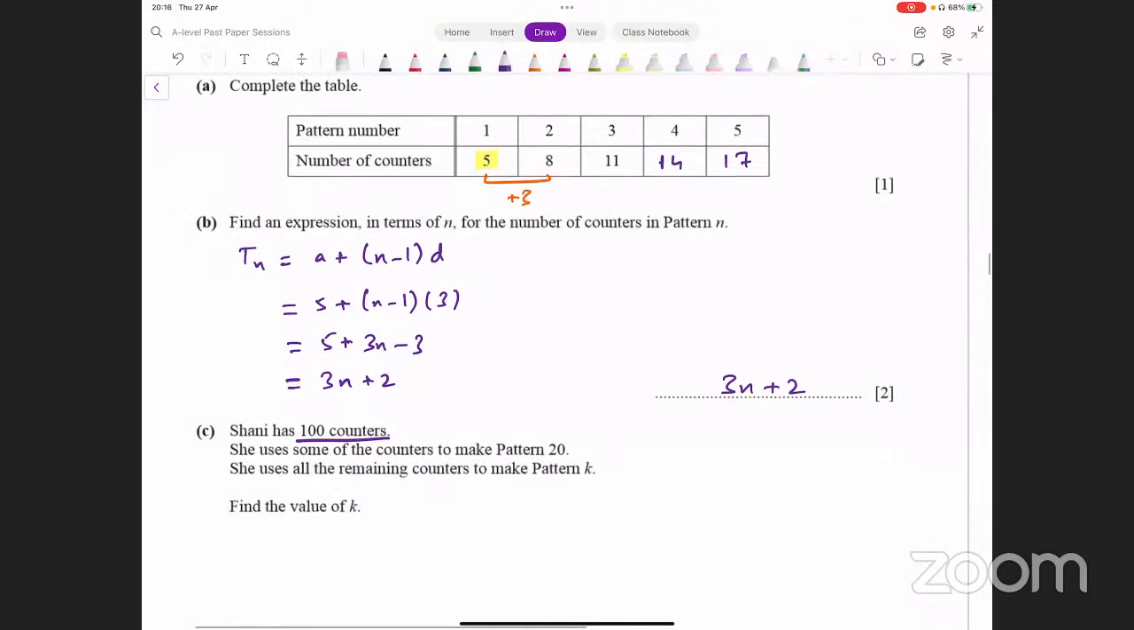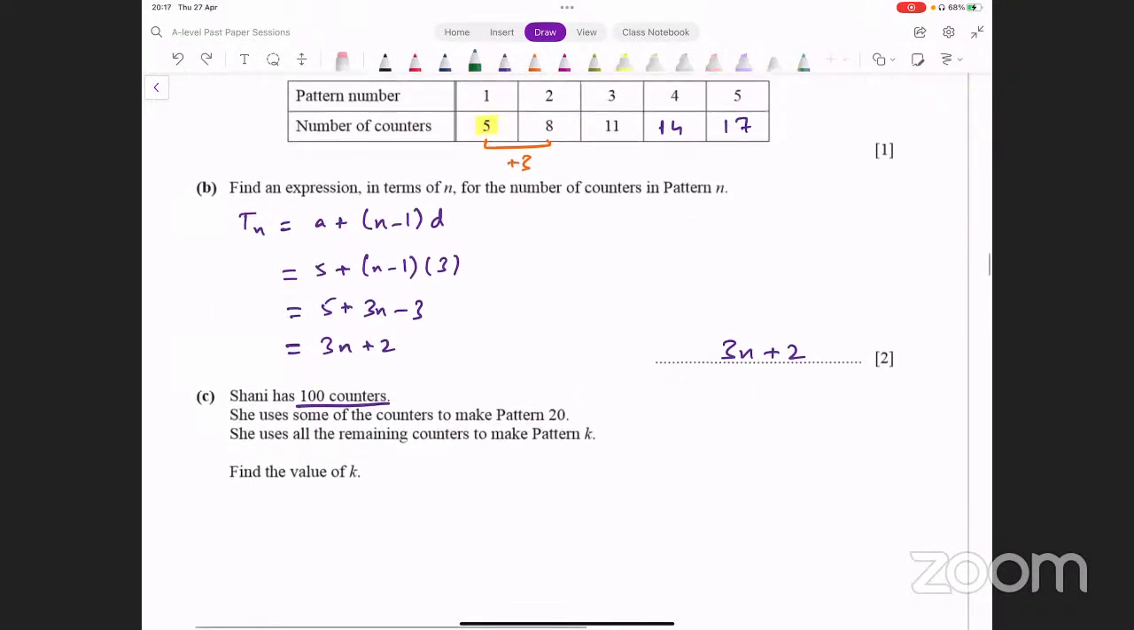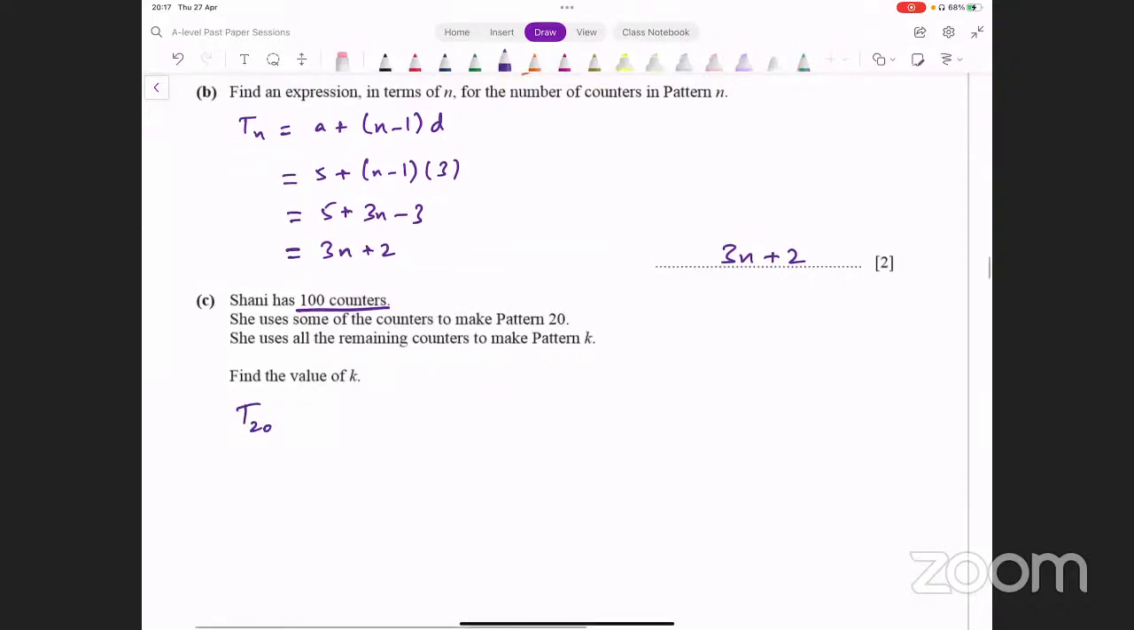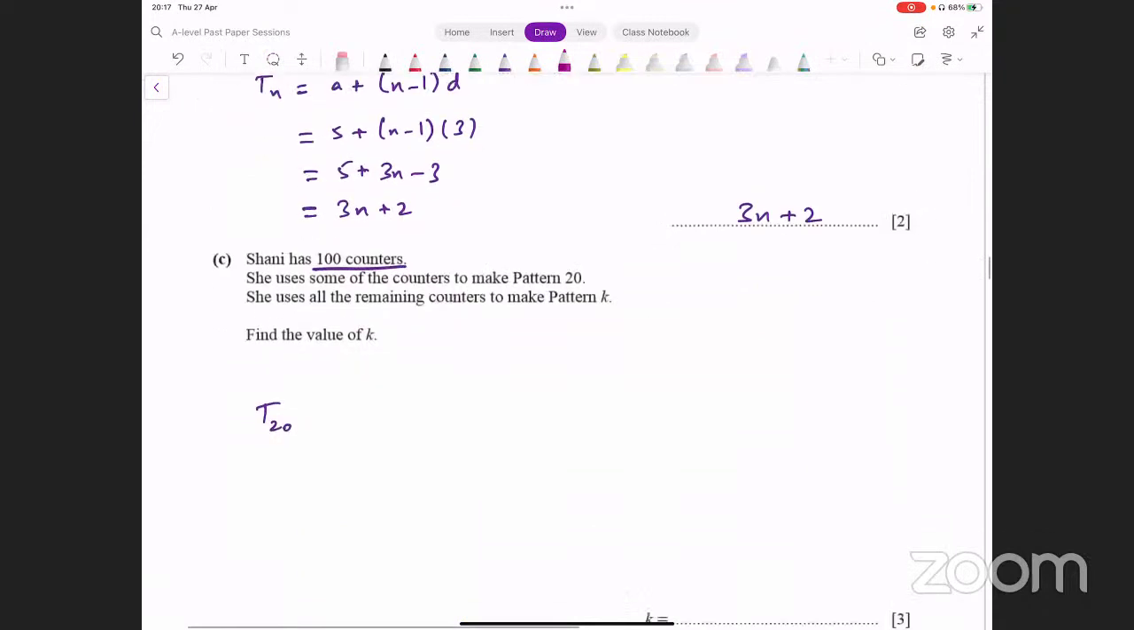अब देखें counters क्या represent करे, जो nth term की value है, that's the number of counters, right? अब उसने क्या किया है? Pattern 20 बनाया. Pattern 20 का क्या मतलब है? Term 20. Term 20 में हम देख लेते हैं कितने counters आते हैं. ठीक है? Now you know what the formula is. You know Tn is 3n plus 2. You've already figured that formula out. Let me write that here. Tn is equal to 3n plus 2.